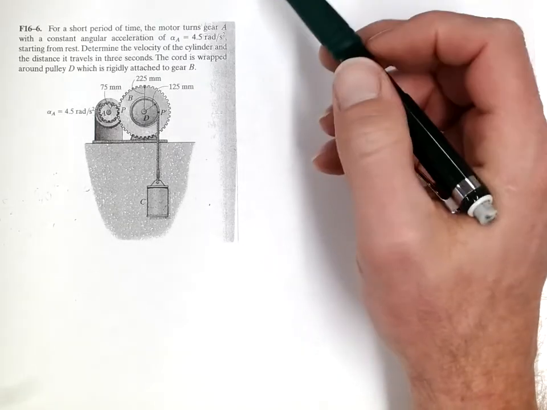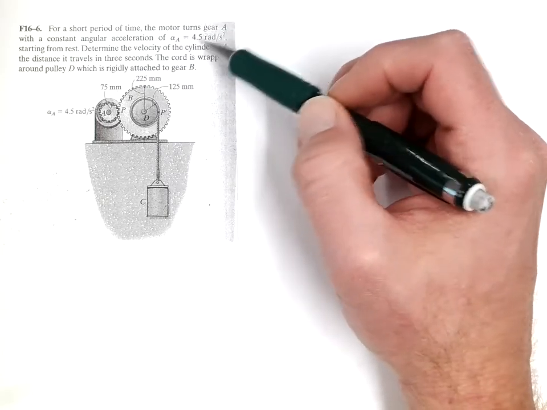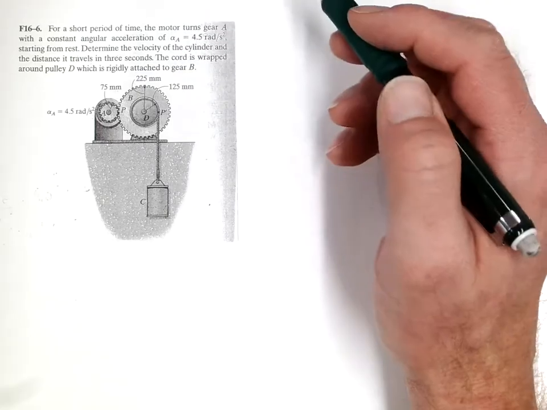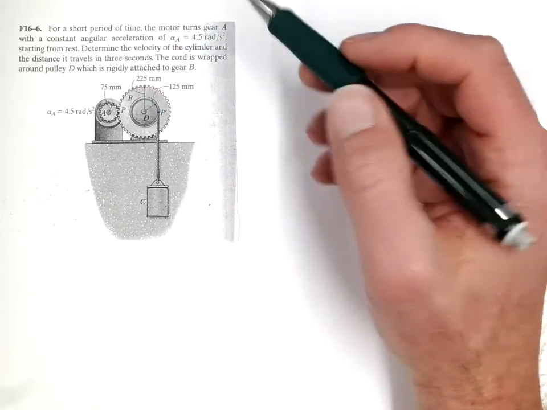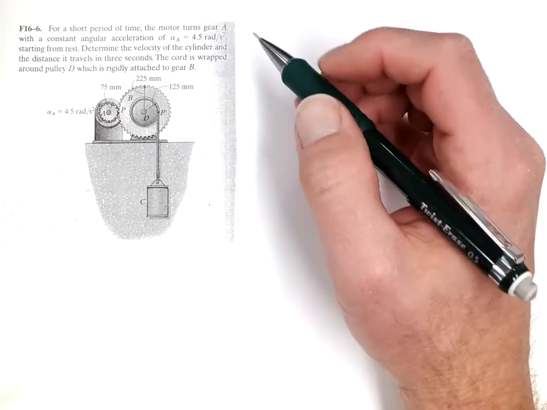For a short period of time, the motor turns gear A with a constant angular acceleration of 4.5 radians per second squared, starting from rest. Determine the velocity of the cylinder and the distance it travels in 3 seconds.